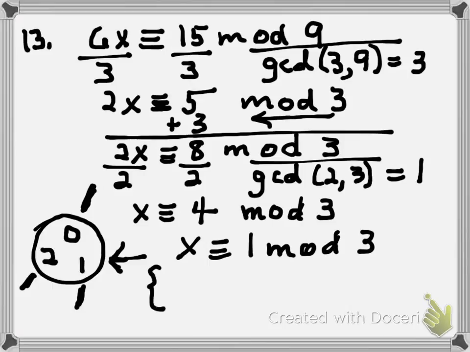Therefore, I'm going to start the solution set at 1. 1 plus 3 is 4. 4 plus 3 is 7 to generate the first 3 solutions. It does not start at 4 because 1 is also a solution, and you have to start at the smallest solution, the first 3 solutions that satisfy this congruence.